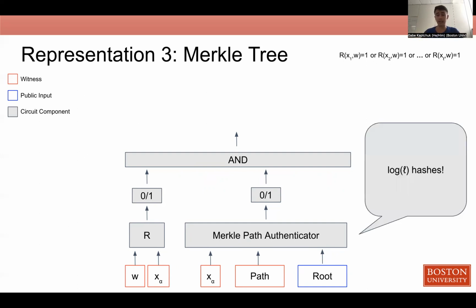From an asymptotic perspective, this is great. The Merkle tree authenticator can be represented in a logarithmic number of gates in L. The problem is that asymptotic hides a bunch of really high constants. In particular, we're going to do log L hashes, and representing hash functions as gates can be incredibly expensive.